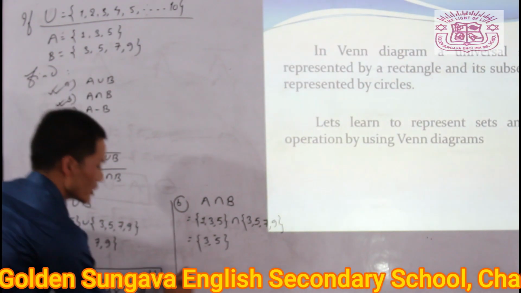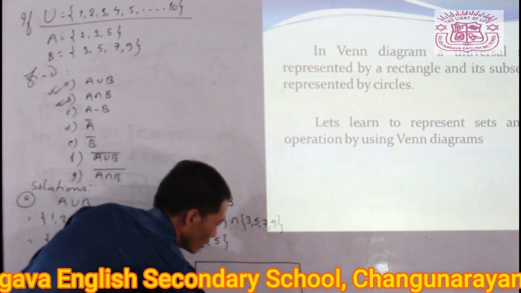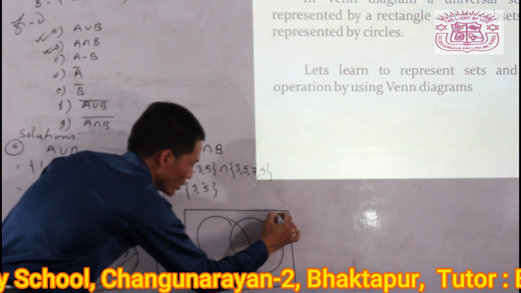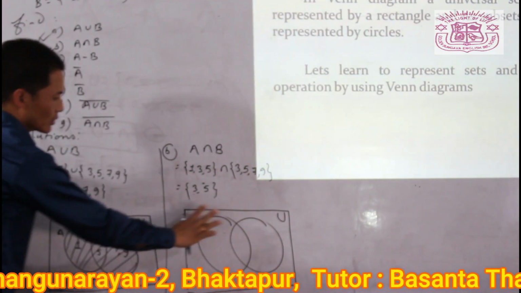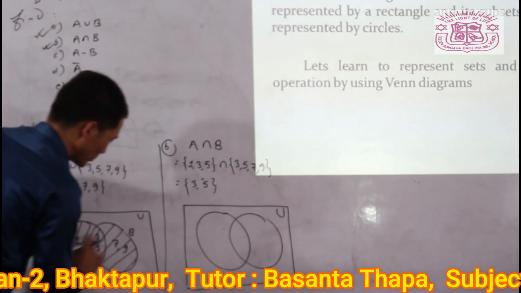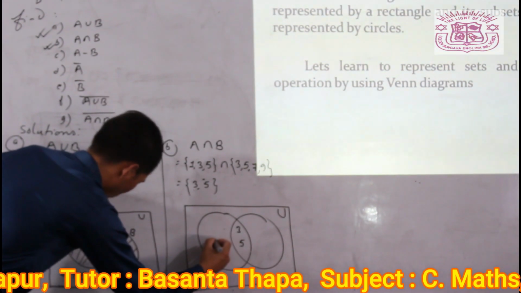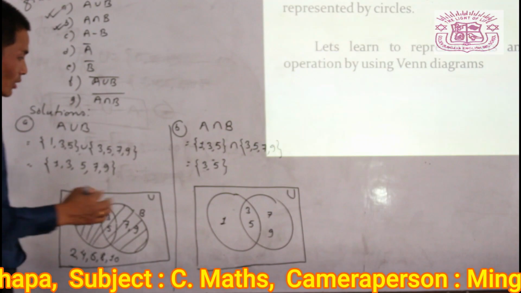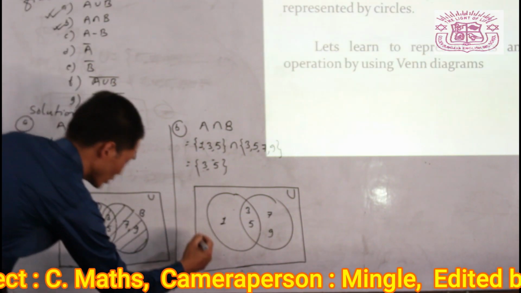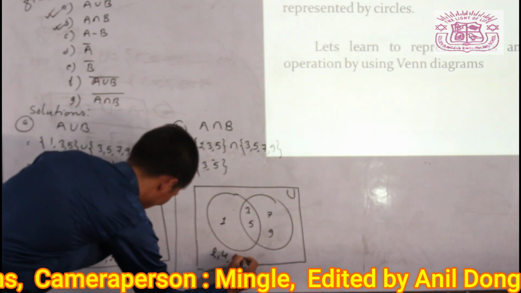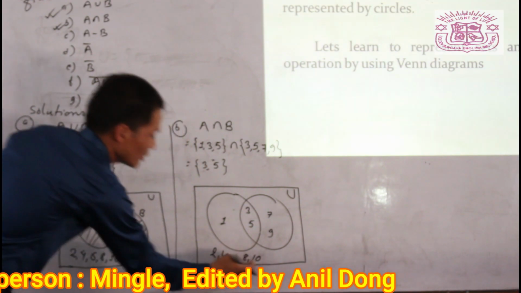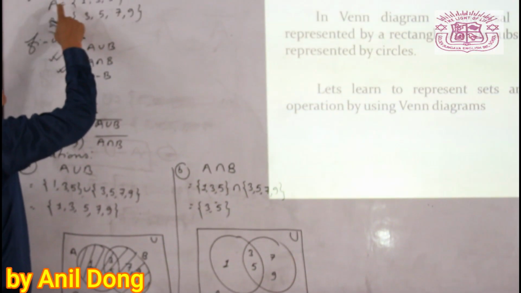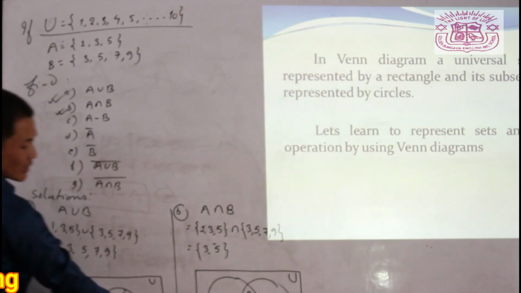To draw the Venn diagram, same process: draw the rectangle, 2 circles, universal set. Fill in all the elements the same way: 3, 5, 1, 7, 9, and the rest are 2, 4, 6, 8, 10. These are not mentioned as elements of set A and B, so we just write them outside.